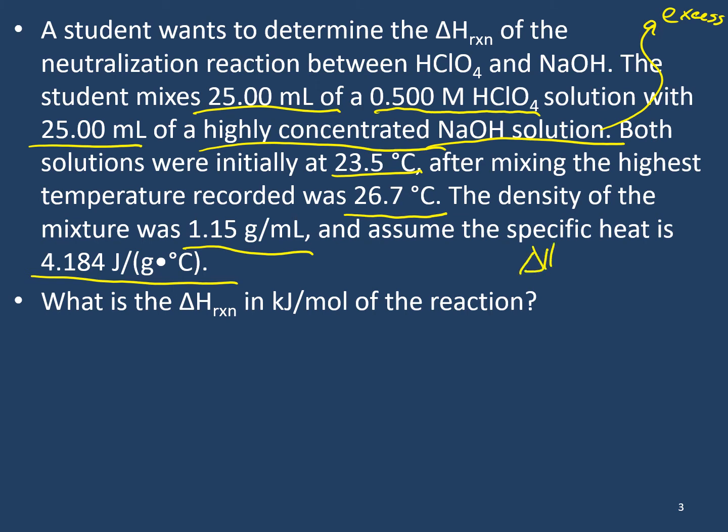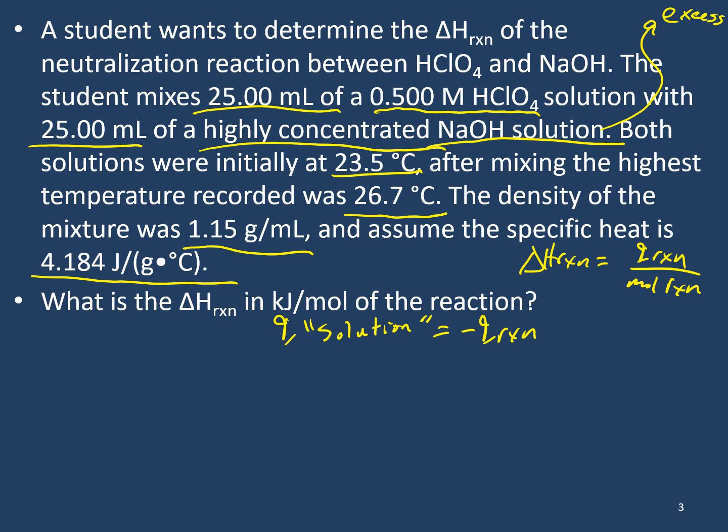Again, our delta H of the reaction is going to be equal to Q of the reaction divided by moles of the reaction. Now, we also know that we can calculate Q of, quote unquote, the solution. In this case, it's not just water in there, there's a lot of other stuff in the solution: perchloric acid, sodium hydroxide, the products of the reaction. So we're going to calculate Q of the solution, and we know it's going to be equal to negative Q of the reaction, because whatever energy the solution gained was gained from the reaction occurring.